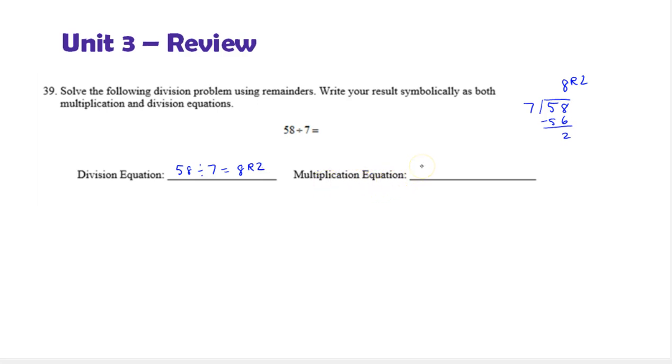Well, let's see what we did here. We found that 7 times 8 was 56. And then our result was 2. So if we add on the 2 to the 56, that gets us back to our original dividend, 58. So this is our corresponding multiplication equation. So 7 times 8 plus 2 equals 58. Let's look at the next one.